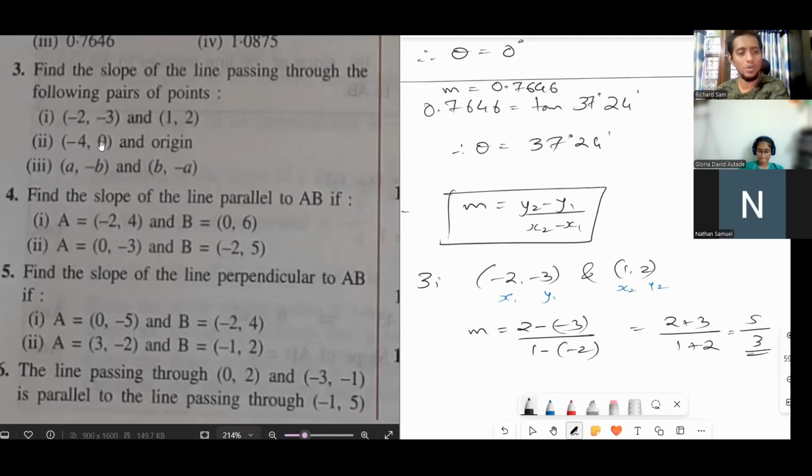Okay, the second one is 2 points. Again, the first point is this, the second point is the origin. Origin means 0, 0. For the third, they have not given numbers, they have given A and B. It's okay, same formula, put the values and see what happens. Okay, do this third one.